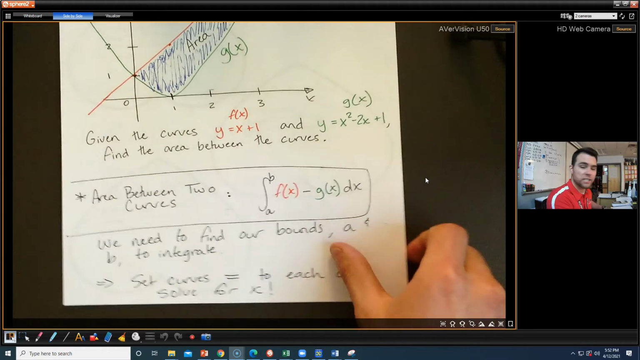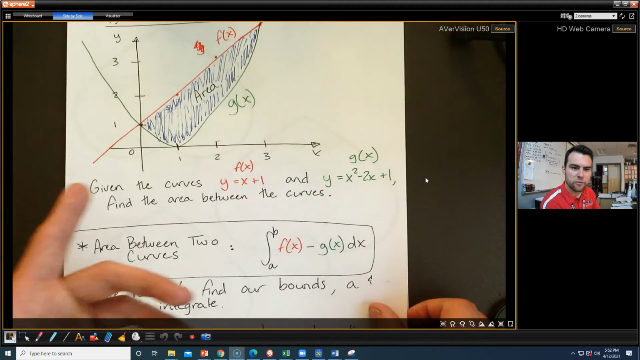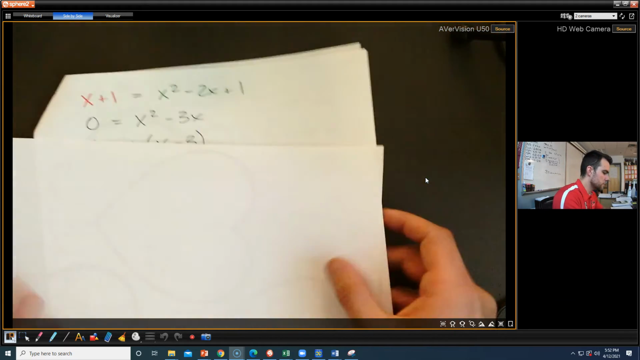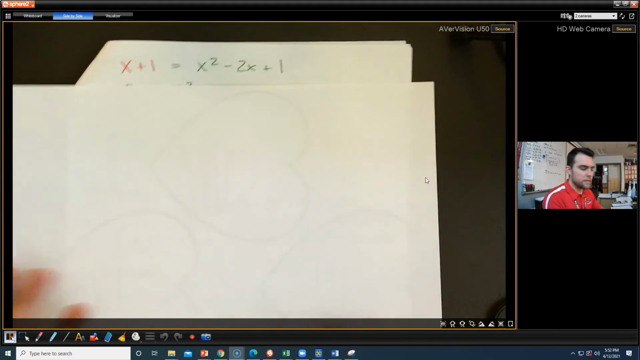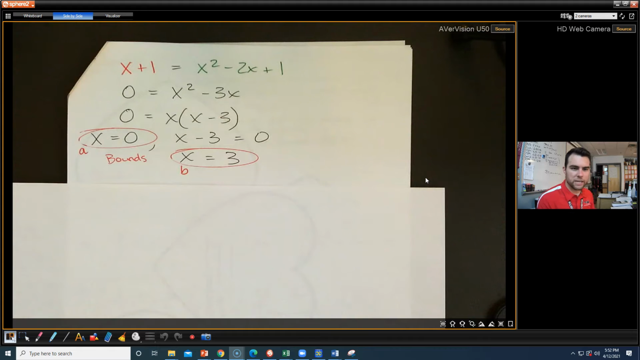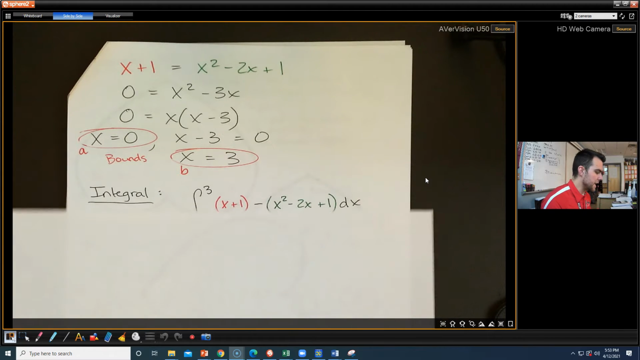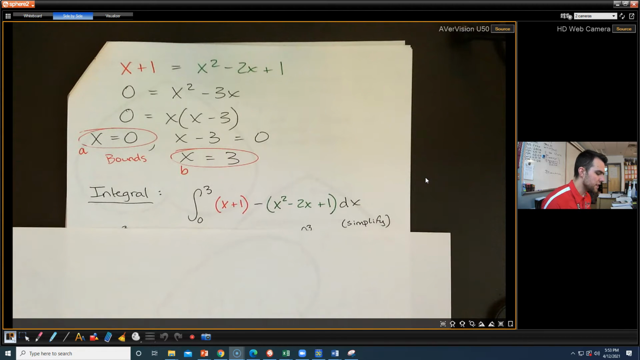With these curves, I'm going to do that. It should be 0 and 3. Let's see if that works out. Spoiler alert, it does. Of course it does, right? So I have my two functions, I set them equal to each other, and here are the steps I take to solve for the x values. I find that x is equal to 0 and x is equal to 3. So my lower bound a is 0 and b is 3. Nice, I have my bounds, and I can start setting up my integral.